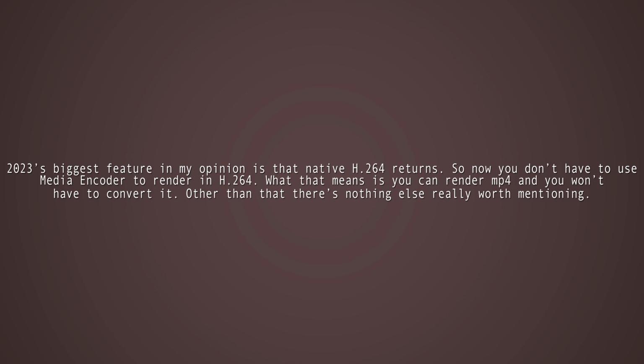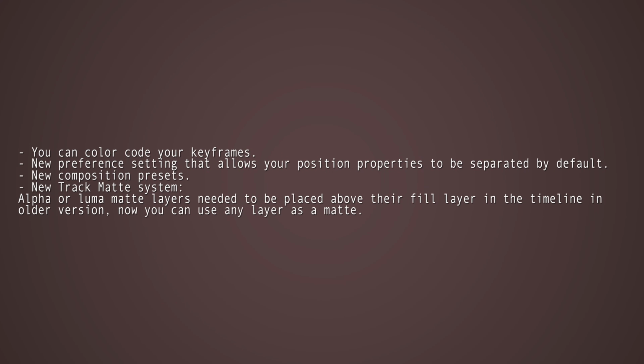AE 2023's biggest feature, in my opinion, is that native H.264 returns. So now you don't have to use Media Encoder to render in H.264. What that means is you can render MP4 and you won't have to convert it. Other than that, there's nothing else really worth mentioning.